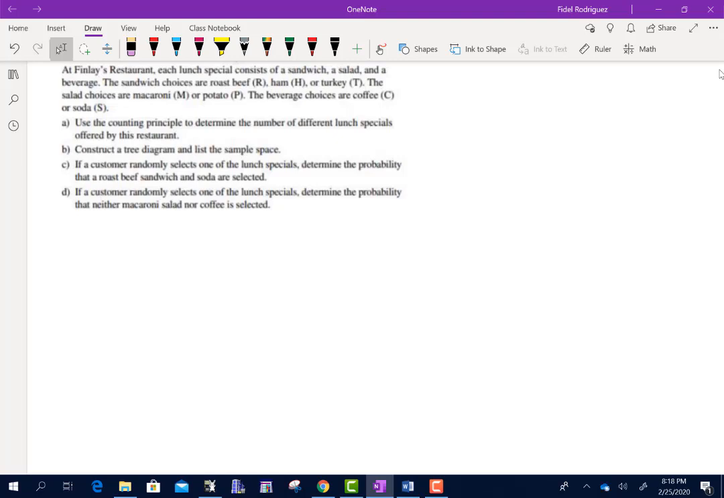Okay, so Part A, using the counting principle, determine the number of different lunch specials offered by the restaurant. Sandwich choices, roast beef, ham, or turkey. We have 3 of them. Salad choices, macaroni or potato. We have 2 of them. Beverage choices are coffee or soda. We also have 2 of those. All we're going to do now is multiply straight across. 3 times 2 is 6, times 2 is 12.